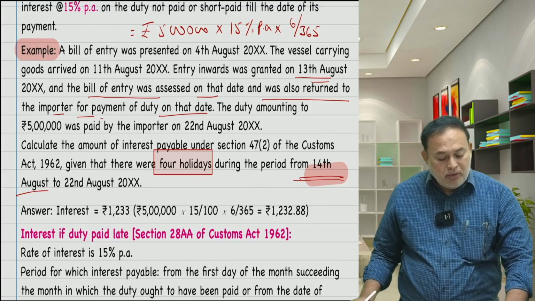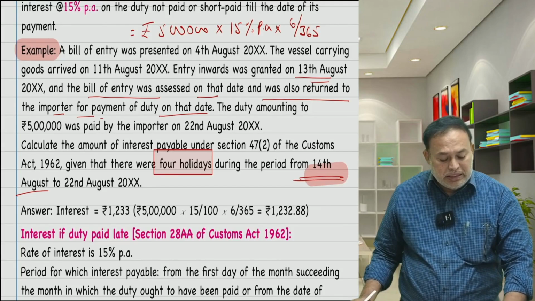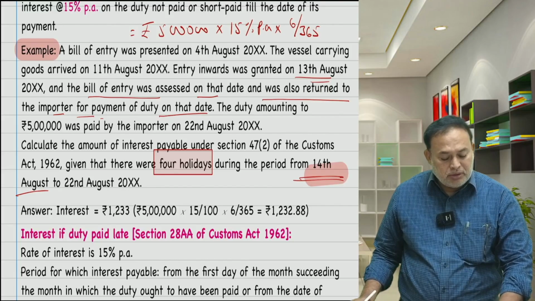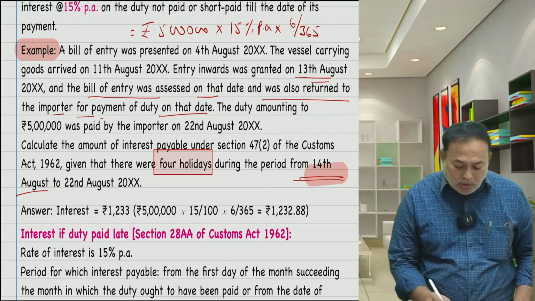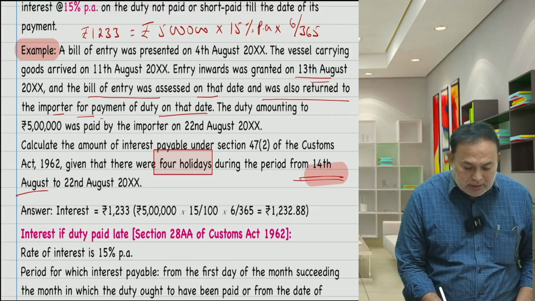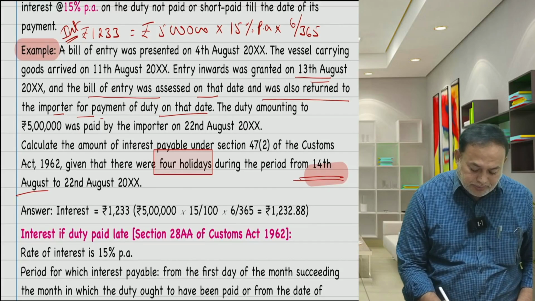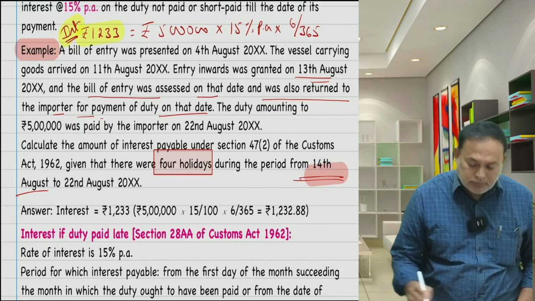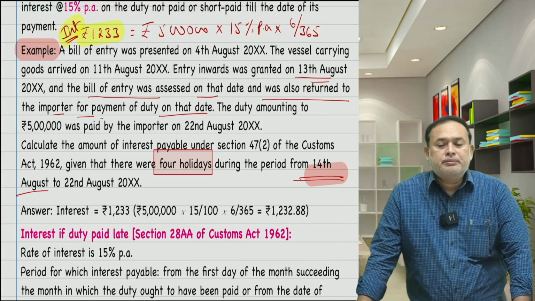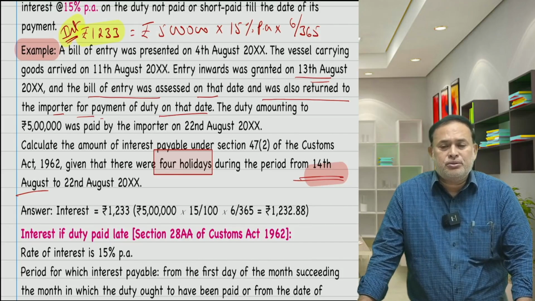5 lakh, 15% for 6 days divided by 365 days, which is almost, worked out here, 1,233 rupees interest liable to pay. This is a CMA final problem. One can expect it in the exam of CS final also.